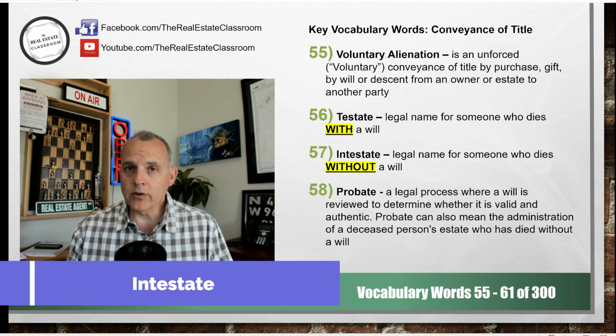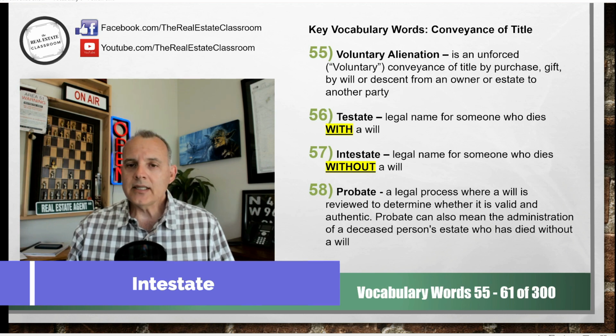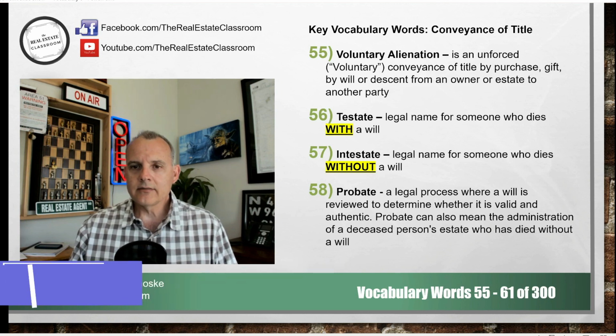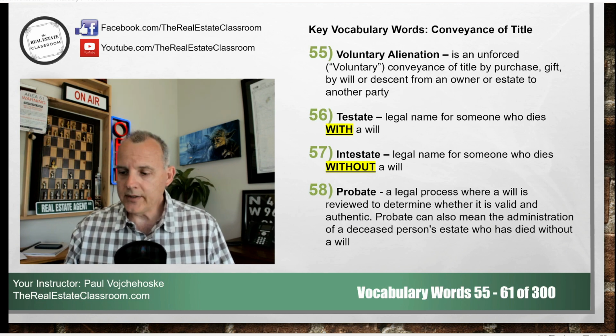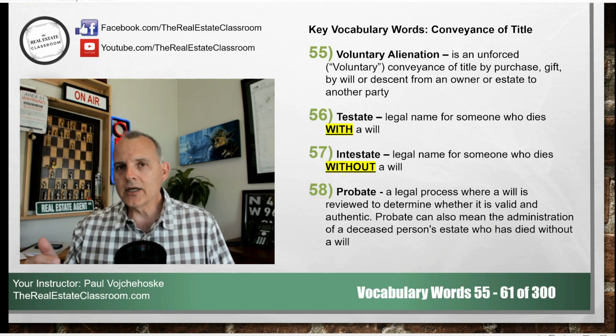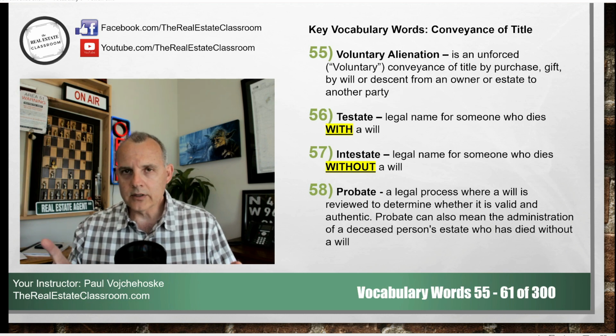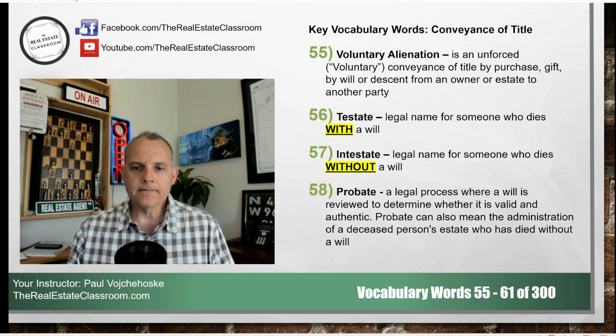Now, number 57, intestate. If somebody dies without a will, that means they have died intestate. They don't have a will. That's what it means. However, they still have property. They still have real property, and that's going to go to their heirs. We're going to talk more about that in just a minute.